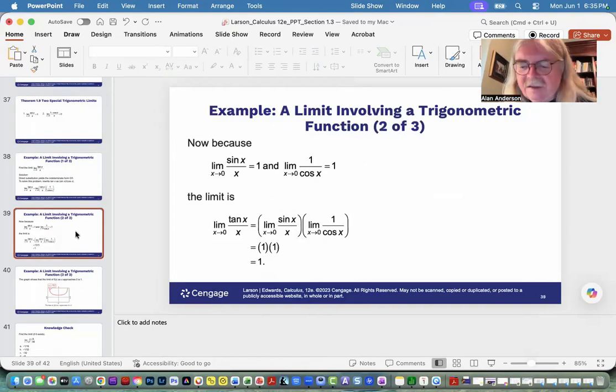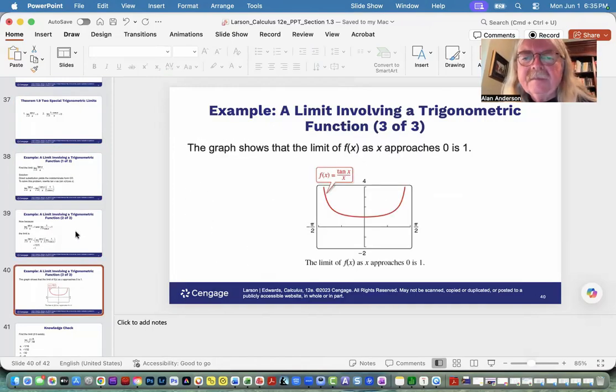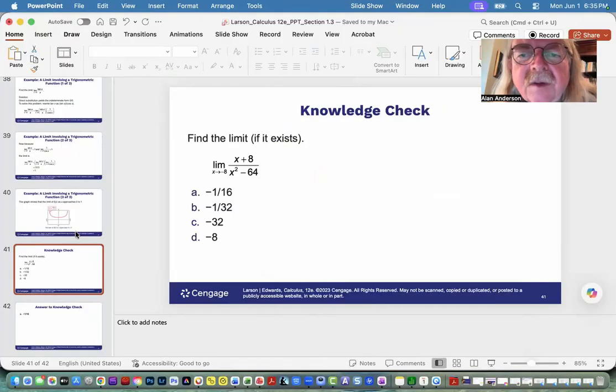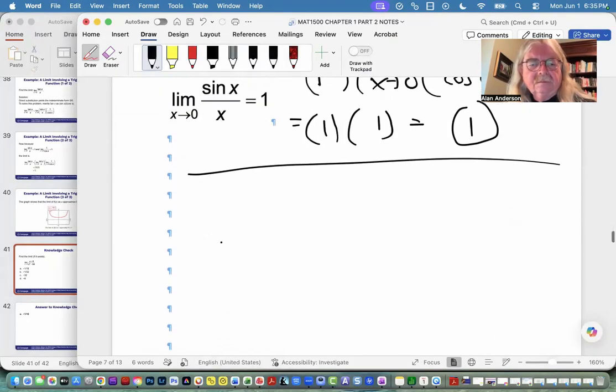Let's see, what else do we have? And this is a graph of what we were just doing. And so, all right, well, here's one they want us to practice. So let's give it a shot.